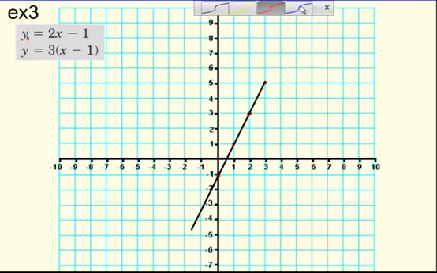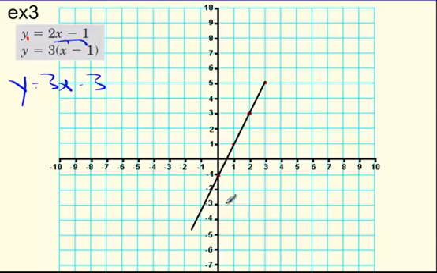Second equation, we have a little bit of work to do. They want me to distribute, because then 3x minus 3, so -3, and we'll go 1, 2, 3, and 1.